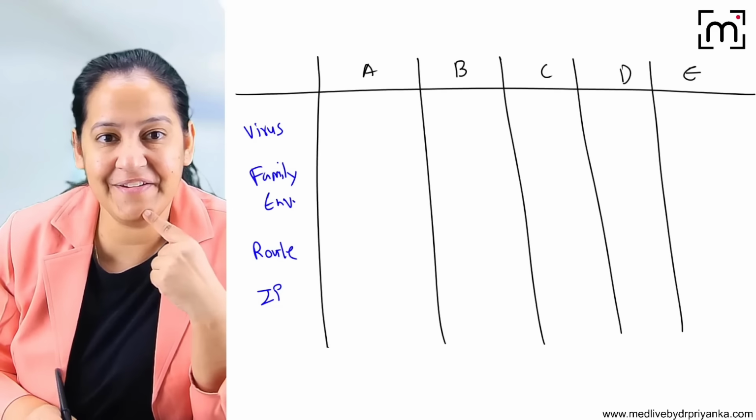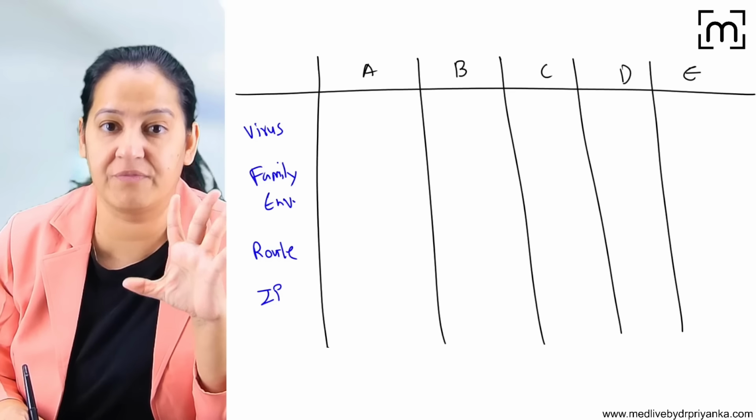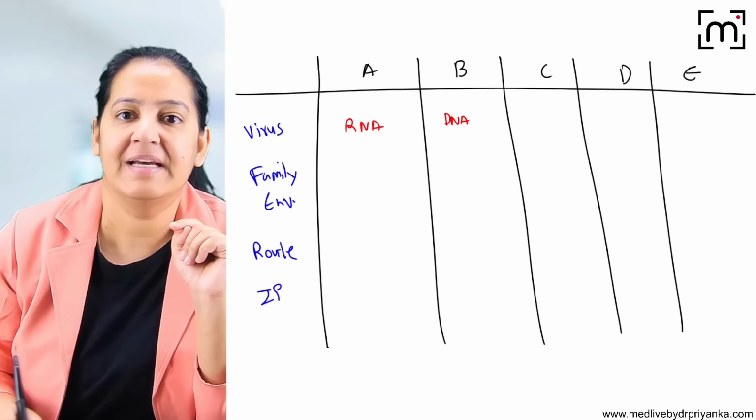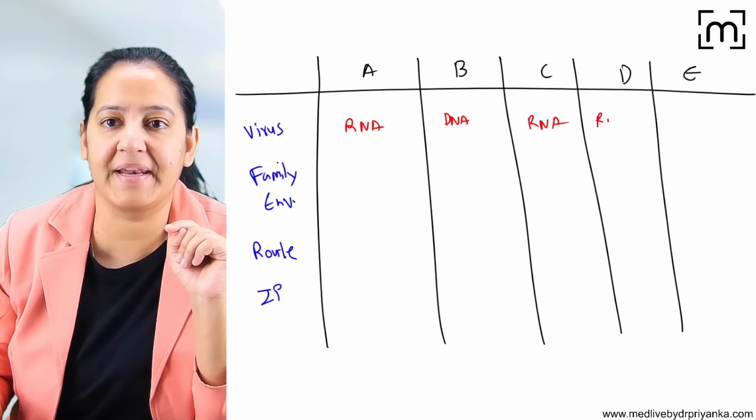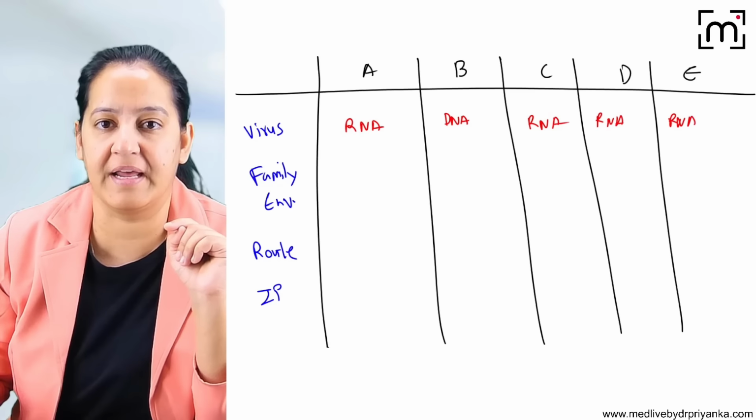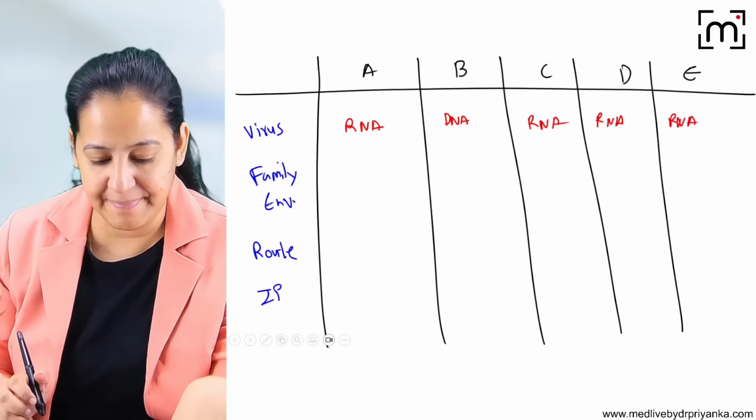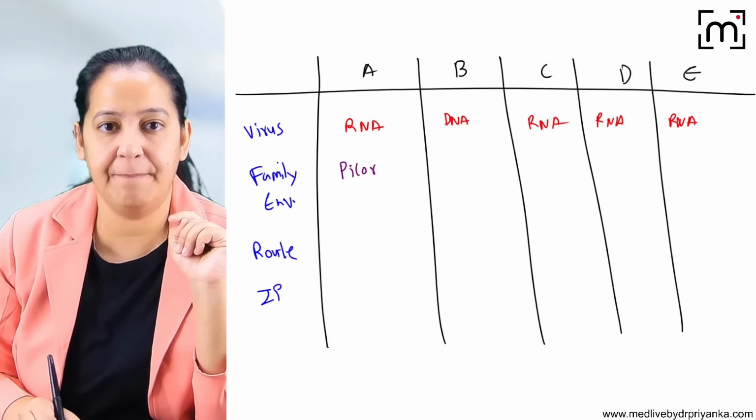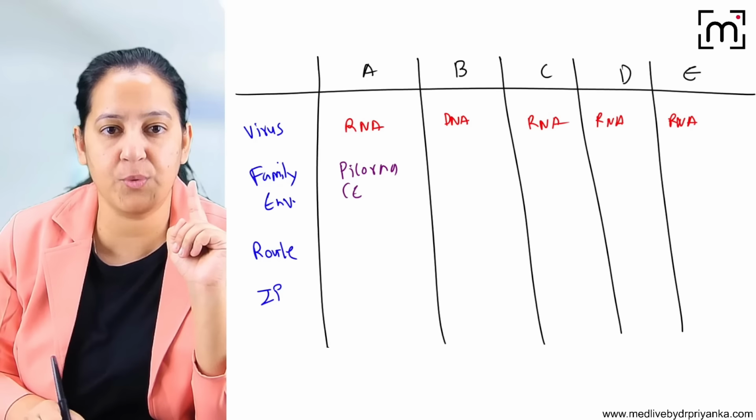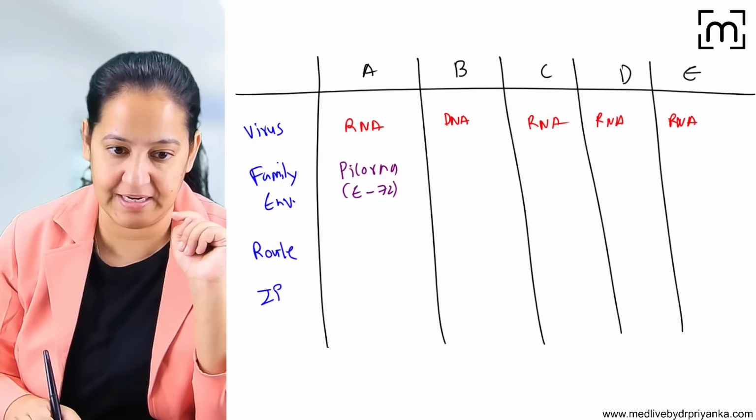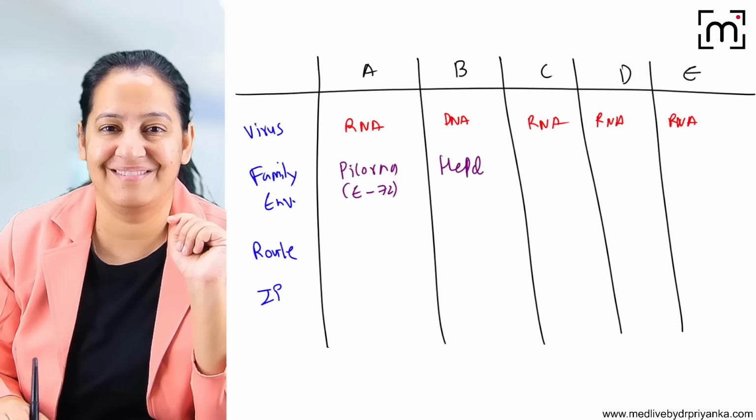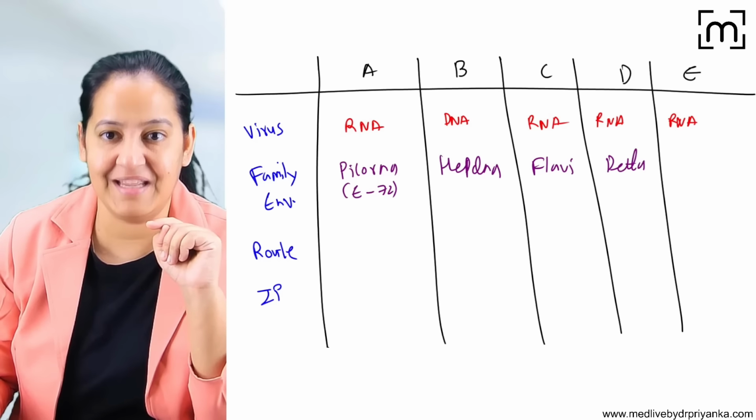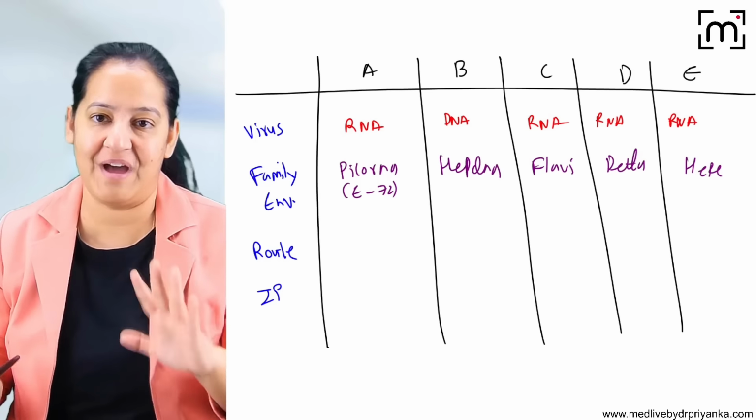Now hepatitis A virus, hepatitis B virus: out of the five, only B is DNA and the rest are all RNA. So A is RNA, C is RNA, D is also RNA, and E is also RNA. Only B is DNA. Among the families, A belongs to Picornaviridae family, and in the Picornaviridae family it belongs to Enterovirus 72. You have to learn the name. B belongs to Hepadnaviridae. C belongs to Flaviviridae. D belongs to Delta. And E belongs to Hepeviridae. So learn the family.